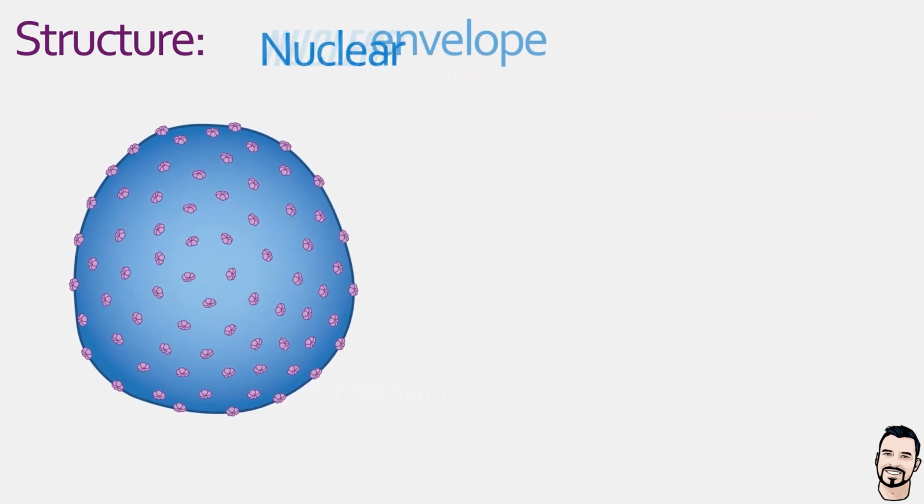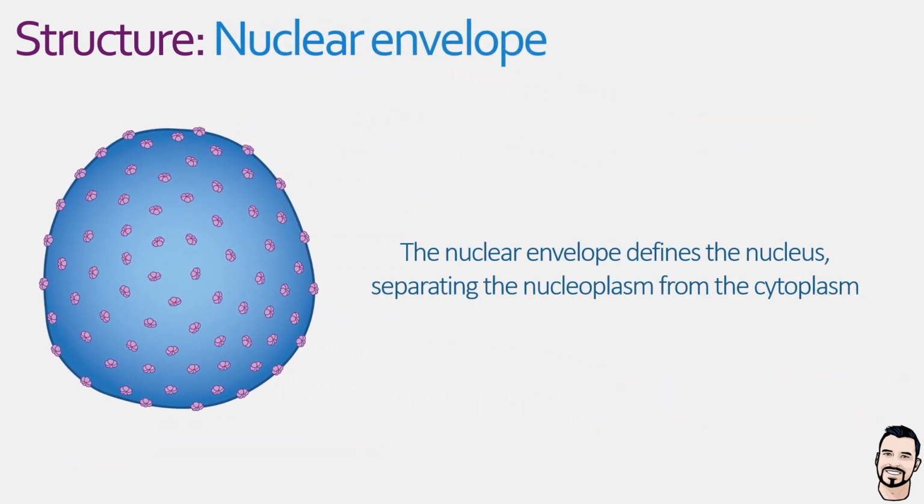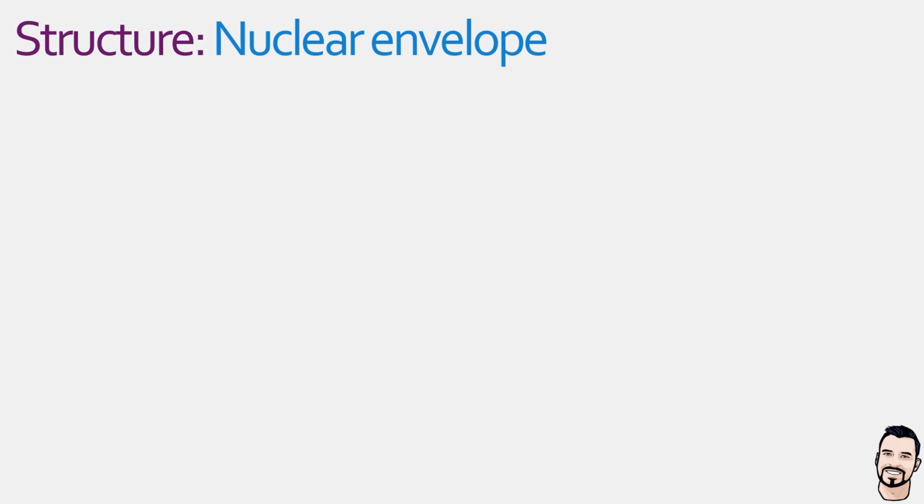So the nuclear envelope is as crucial to the nucleus as the cell envelope is to the cell, and that is because it defines the nucleus. It separates the nucleoplasm and everything within the nucleus from the cytoplasm and everything within the cell. And by doing so, it allows the nucleus to carry out its own highly optimized processes, things like DNA replication, transcription, and RNA processing, without interference from what's happening elsewhere within the cell.